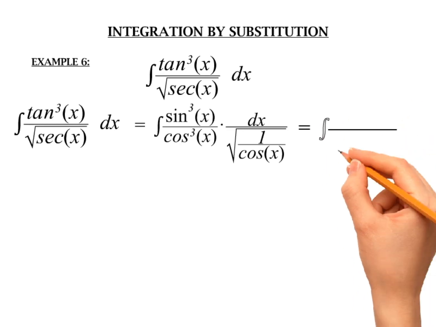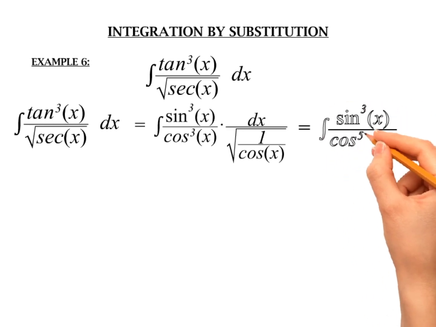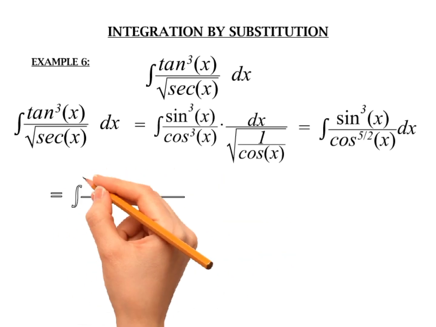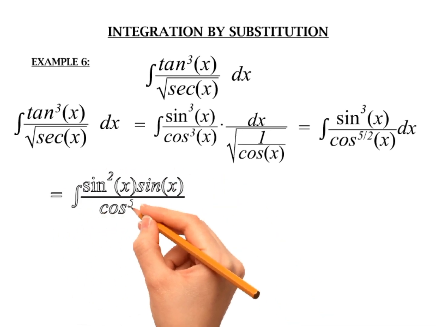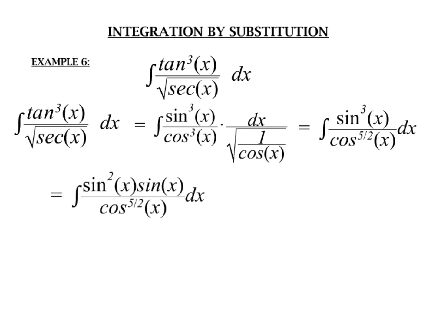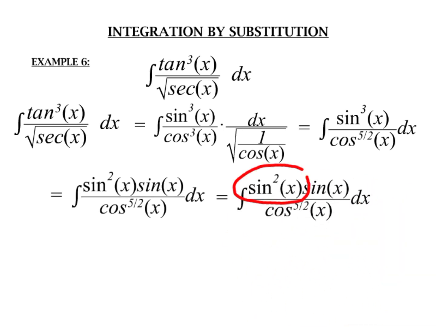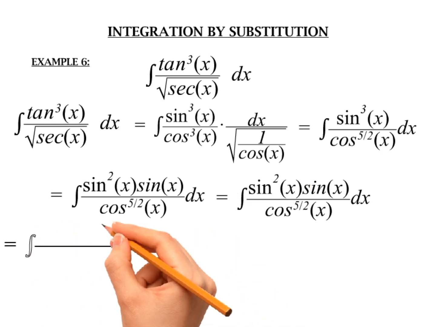This gives sine x cubed over cos x raised to the power of 5 over 2 dx. The numerator can be written as sine square x multiplied by sine x over cos x raised to the power of 5 over 2. Express sine square x as 1 minus cos square x.